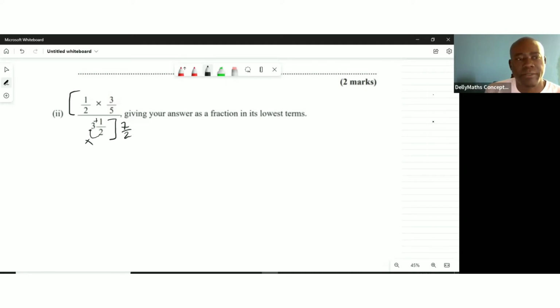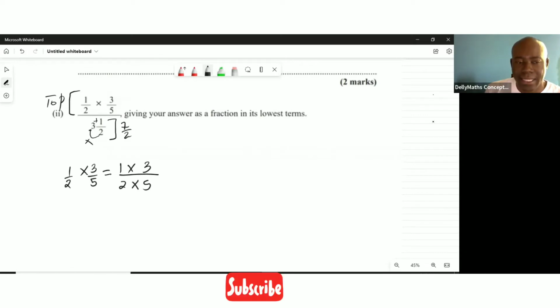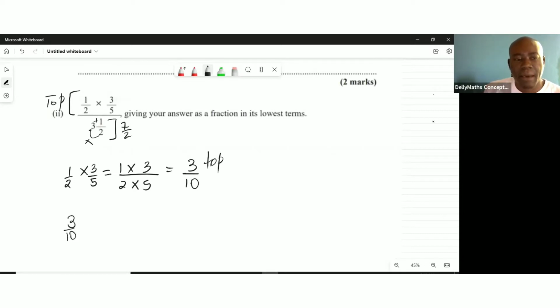So let's work out the top part first. I have half times 3/5. Remember when you're multiplying fractions, the numerator is multiplied by the numerator and the denominator multiplied by the denominator. As long as there is nothing to be canceled, I normally just go ahead and do that early. So we're looking at 3 times 1, 3 over 10. So this is the response from the top. So then it's 3/10 that must be divided by 7 half.